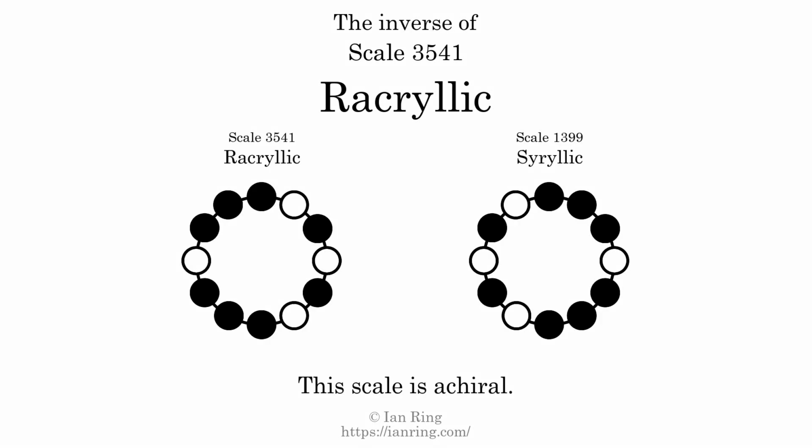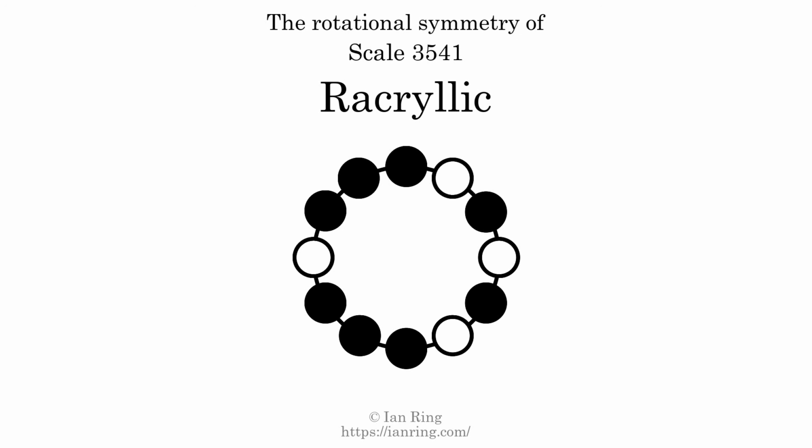The inverse of a scale is a mirror image. It is what you get when the sequence of intervals is reversed. The inverse of this scale is scale 1399, also known as Cyrillic. This scale is achiral, since it can transform into its own reflection by a rotational transformation. This scale has no rotational symmetry.